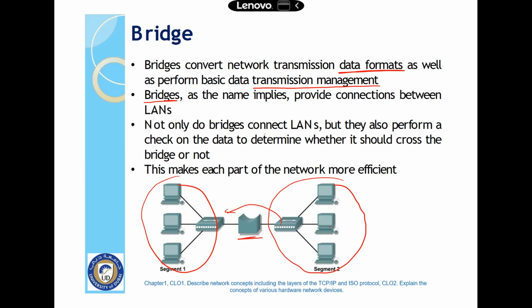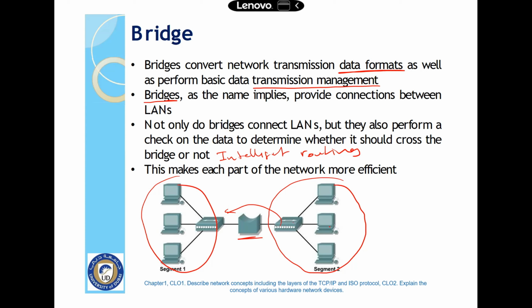Not only do bridges connect LANs, but they also check the data to determine whether it should cross the bridge or not. And that's what we call intelligent routing. So it does some checking on where the message should go. That's what we mean by intelligent routing: whether the message should cross the bridge or not. So this makes each part of the network more efficient.